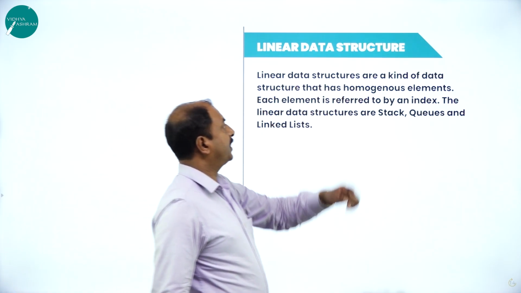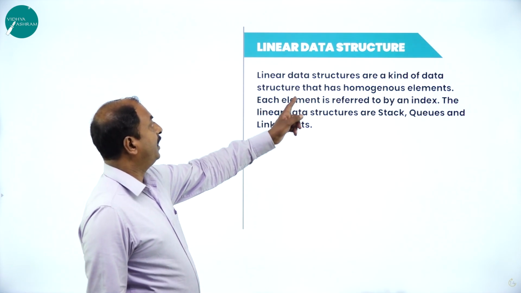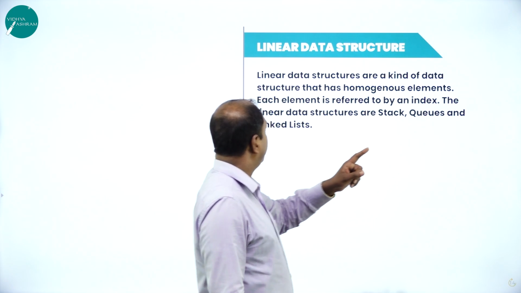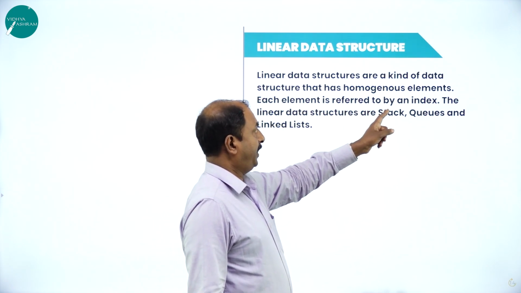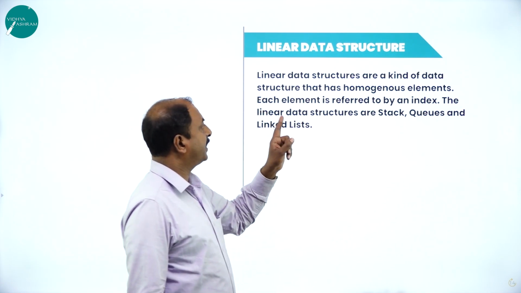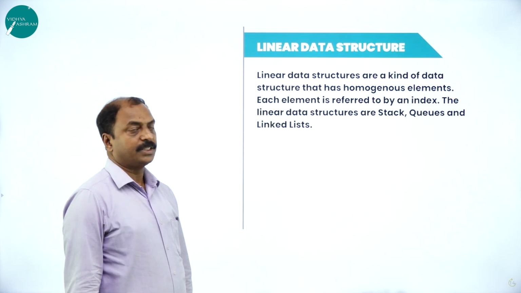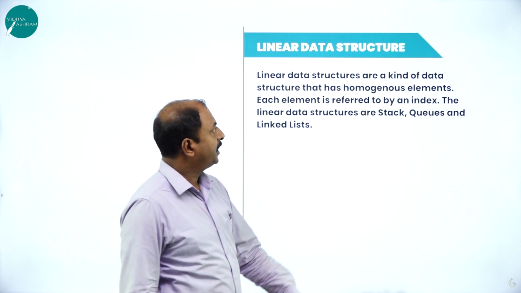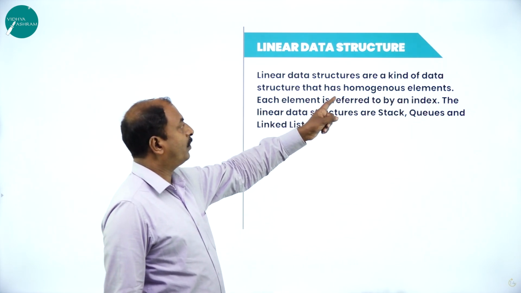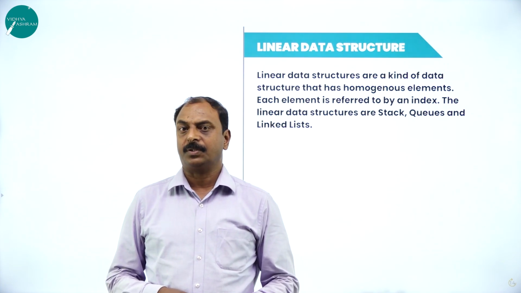Here, linear data structures. Now let us see what linear data structures are. Linear data structures are a kind of data structure that has homogeneous elements. Each element is referred to by an index. The linear data structures are stack, queues, and linked list. So here we are going to learn the definition of linear data structure. It is a group of homogeneous elements. What is the meaning of homogeneous elements? It is nothing but data items of one particular data type.